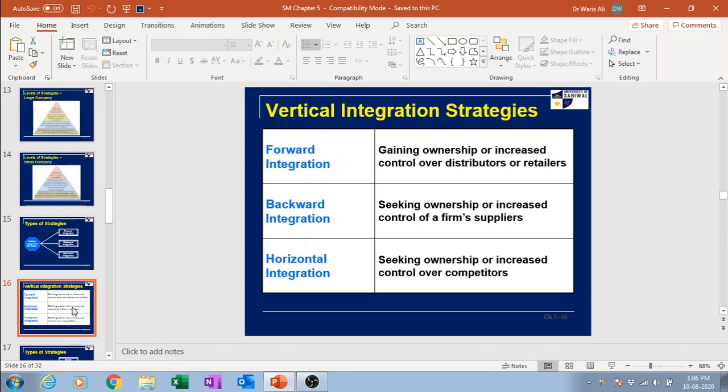Previously you were just manufacturing clothes, stitching clothes, and then you were selling to the wholesalers and retailers to sell your products to consumers. But now what you have done, you have set up your own outlets. So that is an example of forward integration.